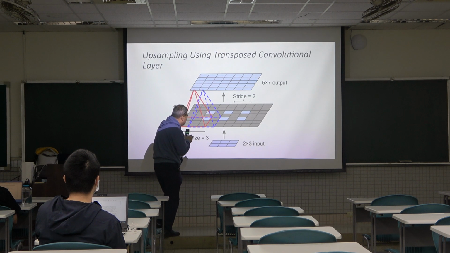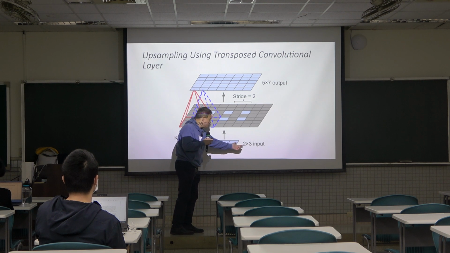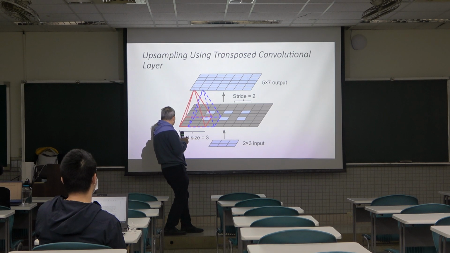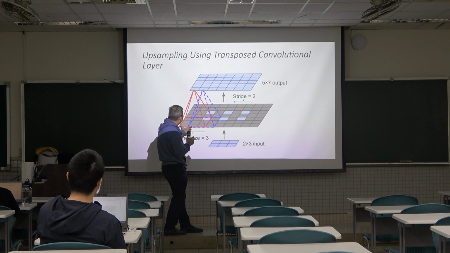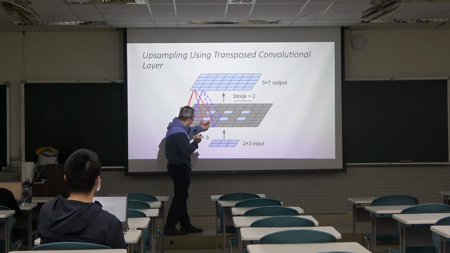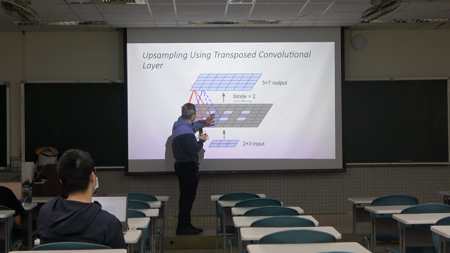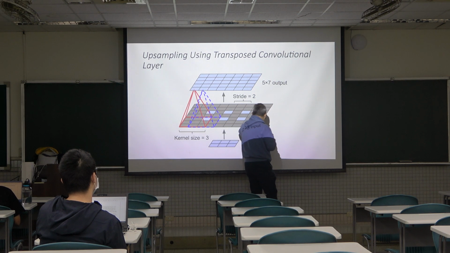So say the input size of the image is 2 by 3. We first stretch this image like this. You can see that in between the pixels, we insert those empty pixels. In this case, the stride is set to be 2, by the way.